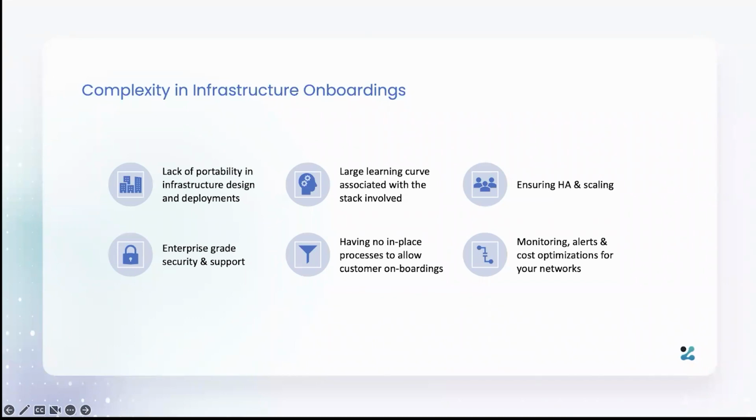having no in-place processes to allow customer onboarding. It's not defined. We are like 100 people on the call today, webinar today. We all may have 100 views on how it is to be done. Same happens with compliances and standards. Everybody's got their own standards today in Web3, and that's the most dangerous aspect. And then monitoring alerts, cost optimization for your network. I'm repeating, but this is important again.